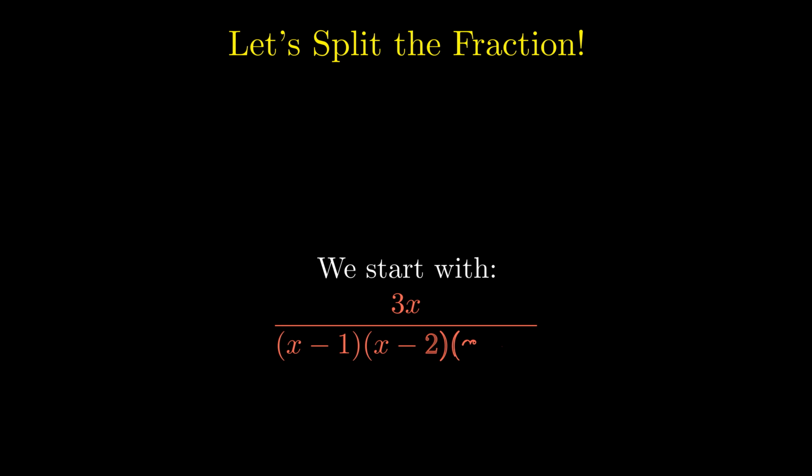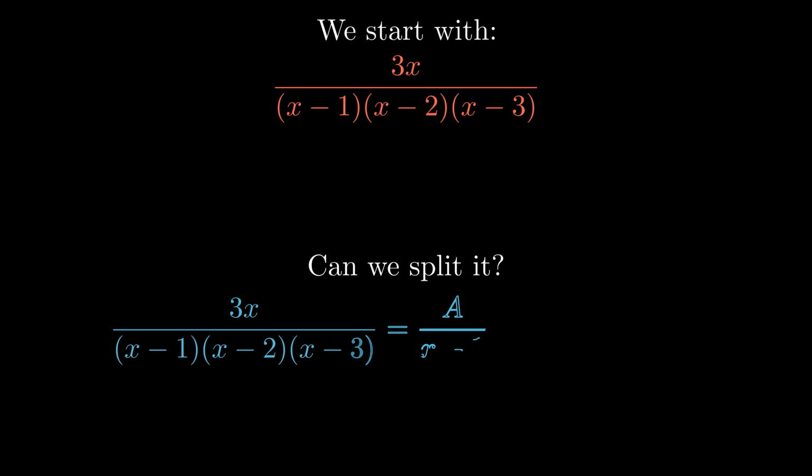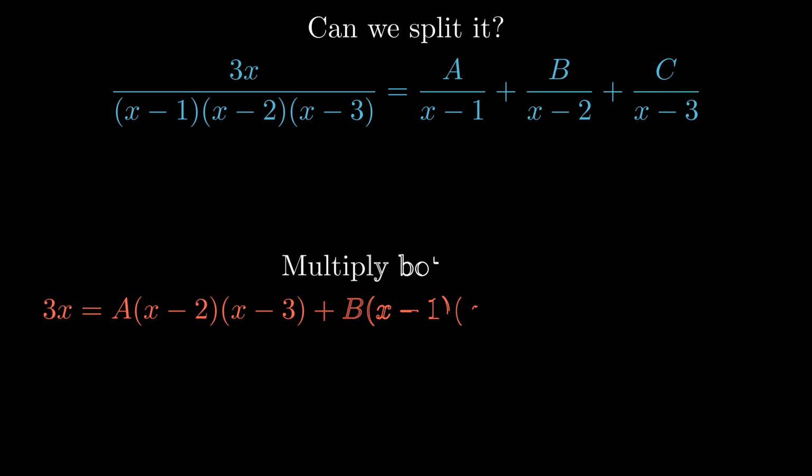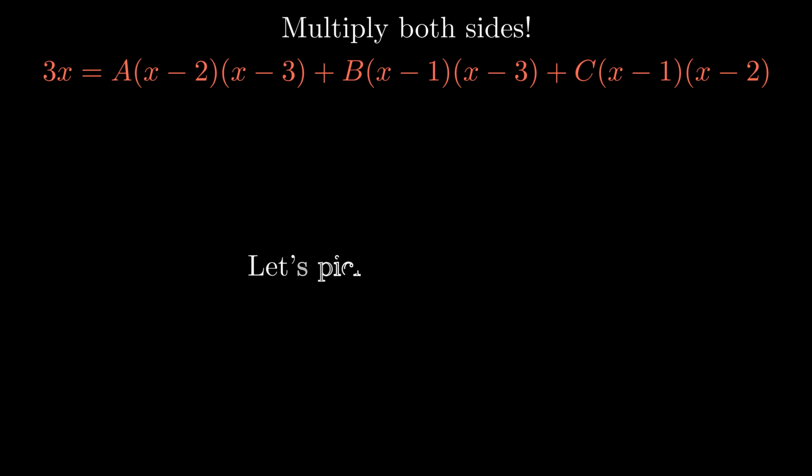We start with 3x over x minus 1 times x minus 2 times x minus 3. Can we write this as 3 smaller fractions with a, b, and c? We multiply both sides by the denominator to remove the fractions. Let's pick x values that make terms disappear. This helps us find a, b, and c.